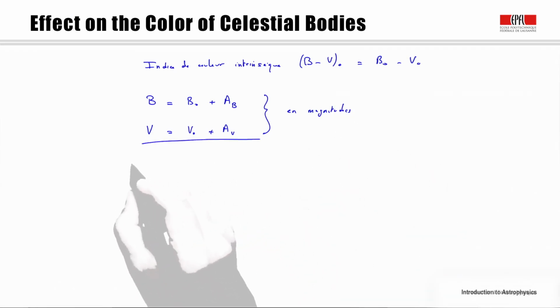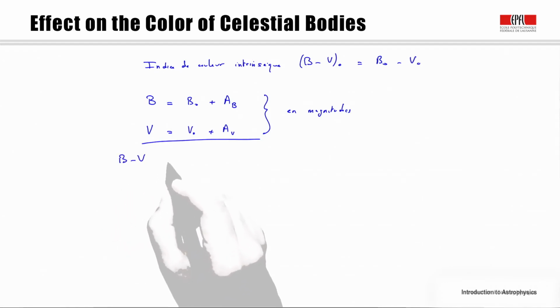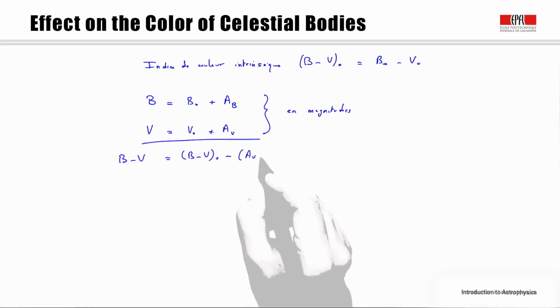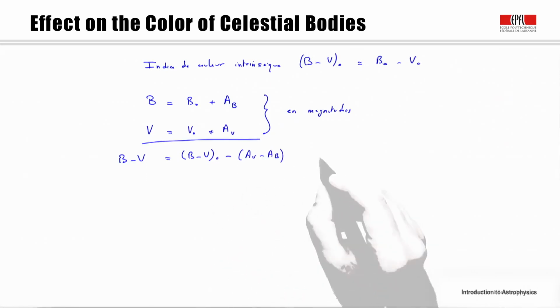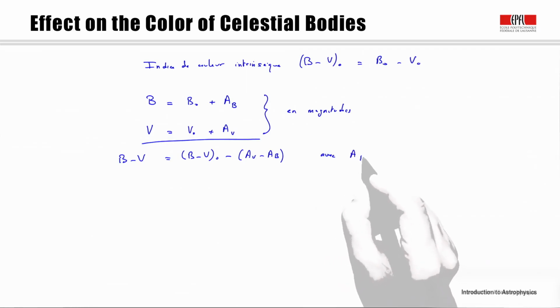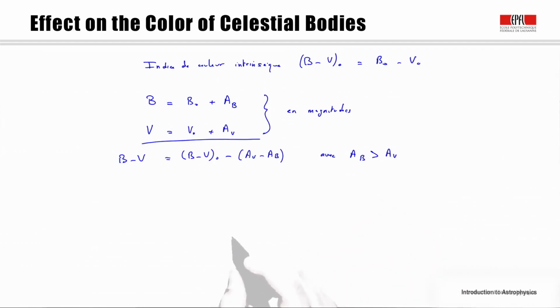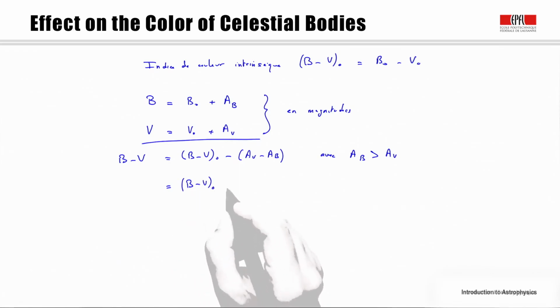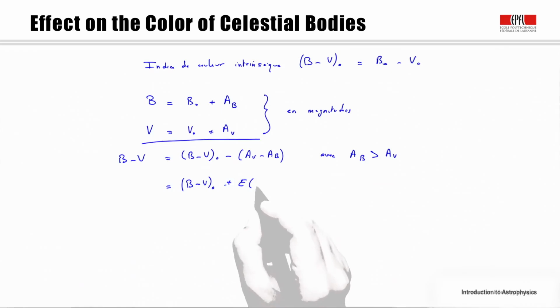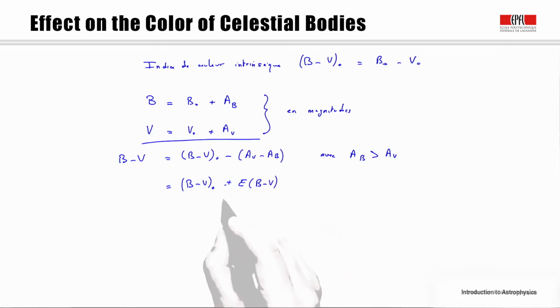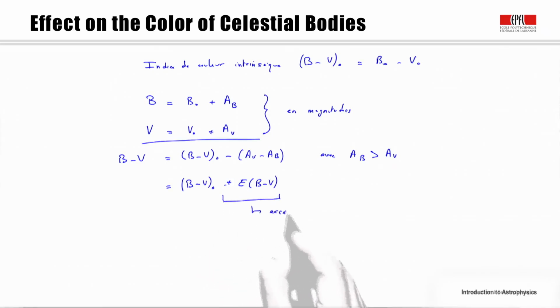Subtracting one equation from the other gives B minus V equals (B minus V)0 plus AB minus AV, with AB greater than AV because the blue light is absorbed stronger, as it was seen before. This equation can be rewritten as B minus V equals (B minus V)0 plus a new term, E(B minus V), that is used to characterize the reddening of stars. E(B minus V) is the color excess.